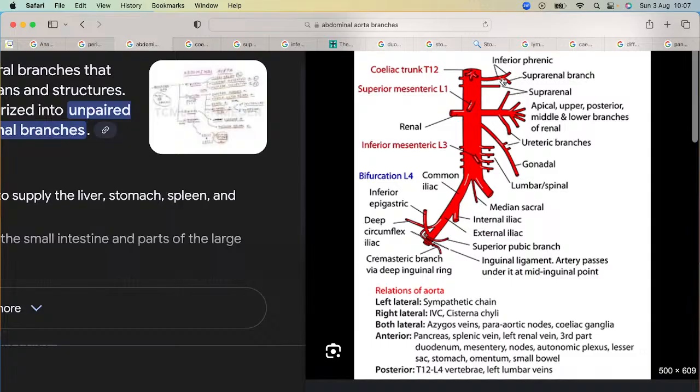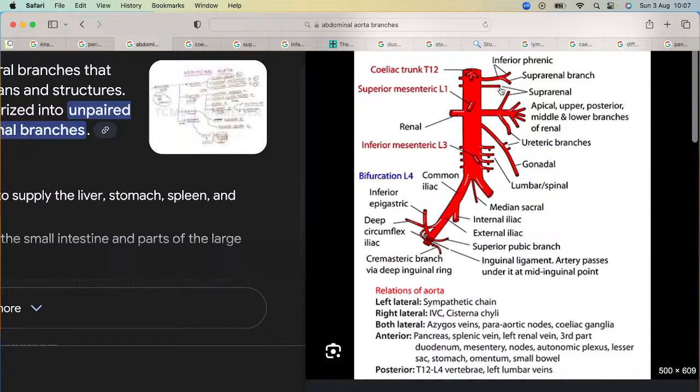From the inferior phrenic, we have the first branch that supplies the adrenal glands, which is also called the suprarenal gland. So this is what we call the superior suprarenal branch, and then we have another one here called the middle suprarenal branch, and we also have the inferior suprarenal branch that comes from the renal artery.